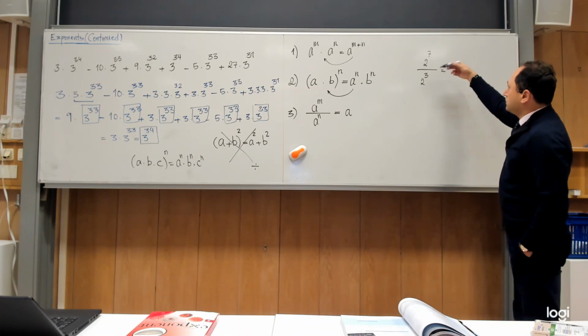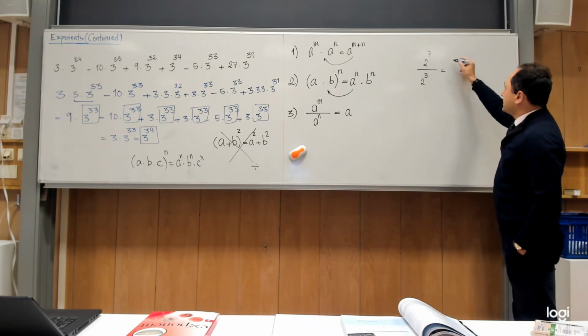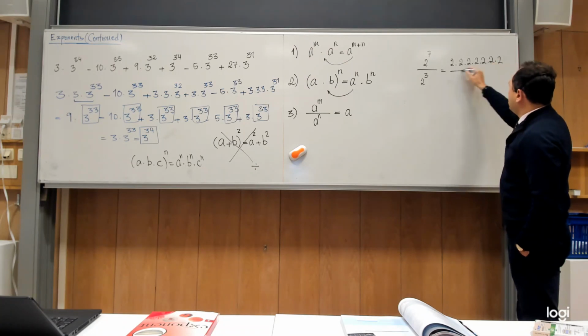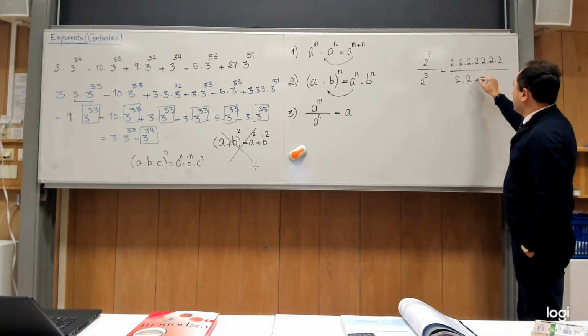But let us try to discover a rule. 2 to the power of 7 means multiplying 2 by itself how many times? 7 times. 1, 2, 3, 4, 5, 6, 7. And 2 to the power of 3 means multiplying 2 by itself 3 times.